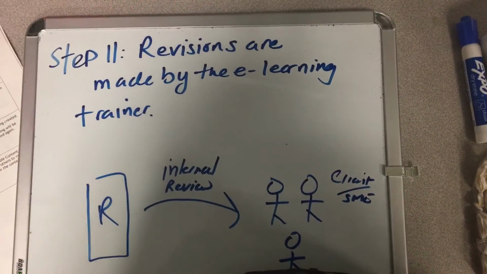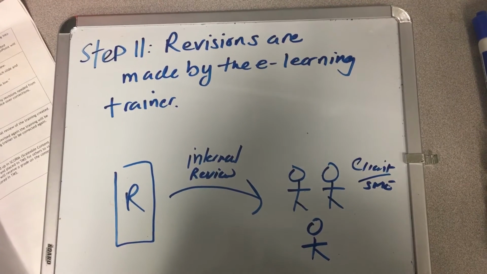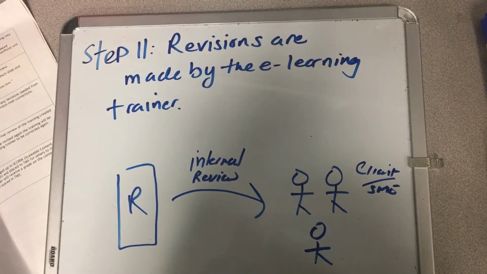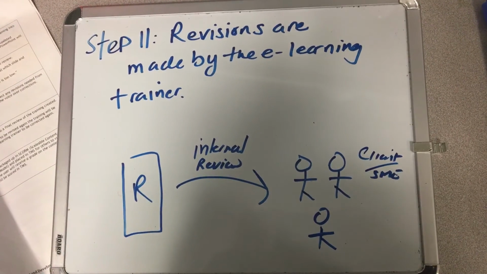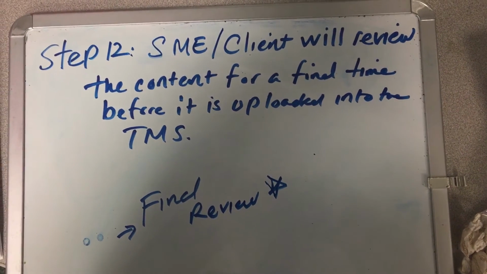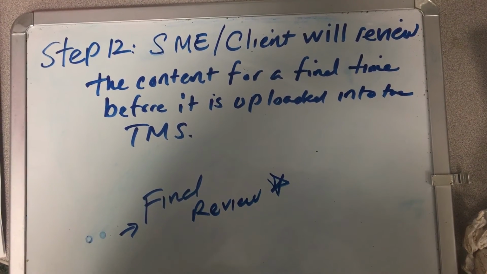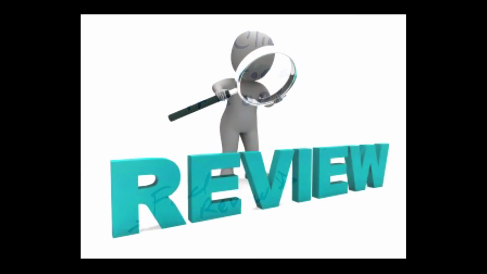Step 11. Revisions are made by the e-learning designer. The e-learning designer will correct any revisions needed from the SME information given or any voiceover corrections. Step 12. SME or clients review the content for a final time before it's uploaded to the TMS. The SME clients will do a final review of the training created. If the training needs to be revised again, the training will be sent back to the e-learning trainer to be corrected again.